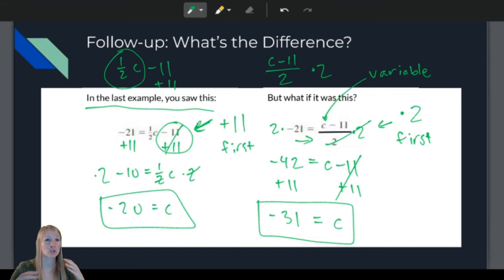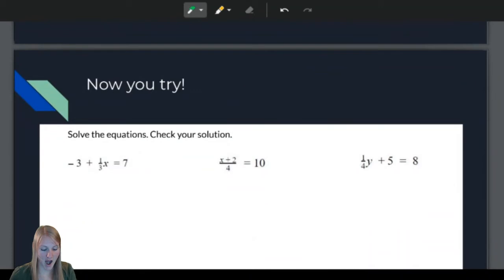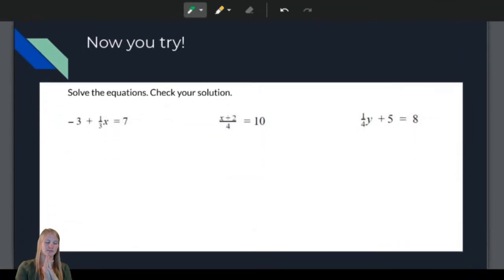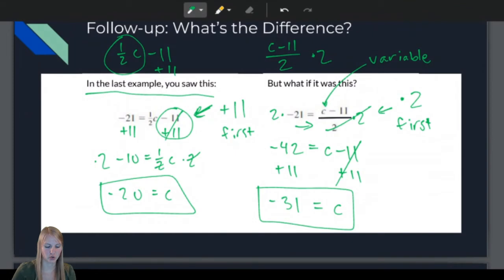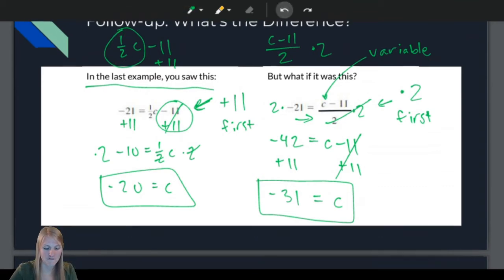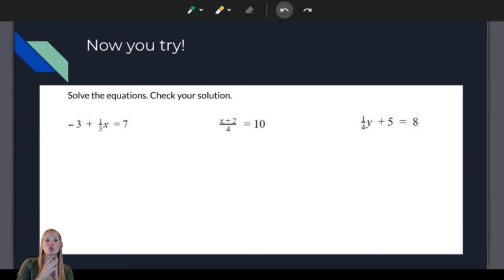So I wanted to make sure that you saw the difference between these two, because it really confused me when I was doing algebra. So now I want you to try. I showed you the difference between when the 2 is underneath everything versus when the 2 is just in one fraction. Now I want you to try. When should you add first? When should you multiply first? You get to decide. So pause the video and try these questions in your notes, then unpause the video and you will do them with me.